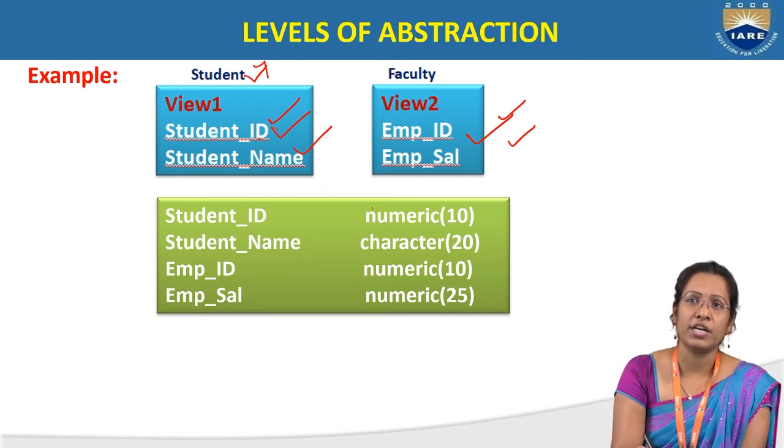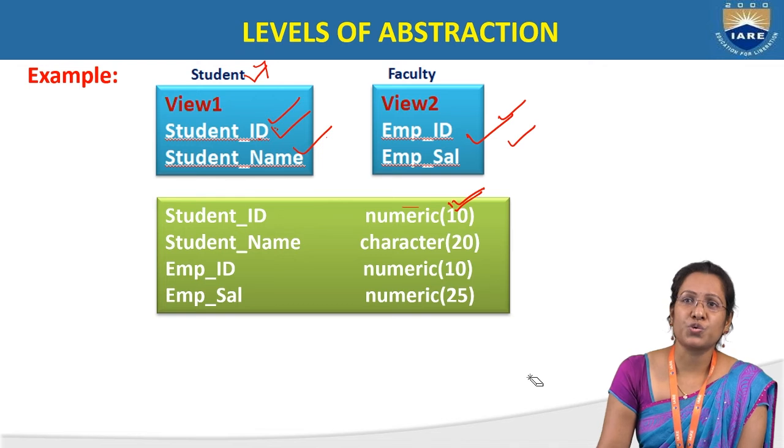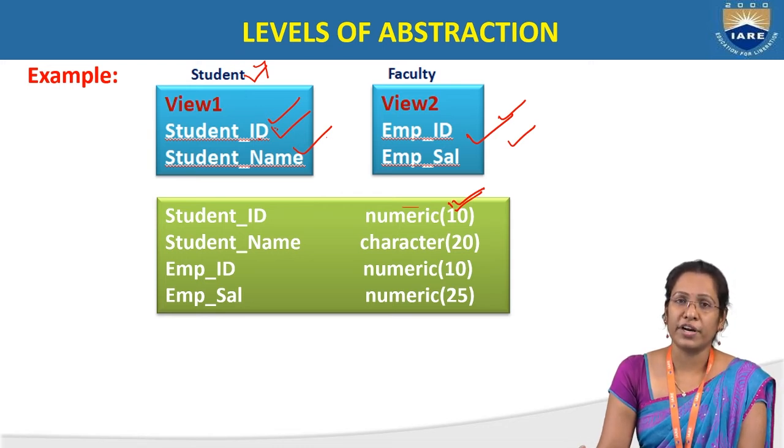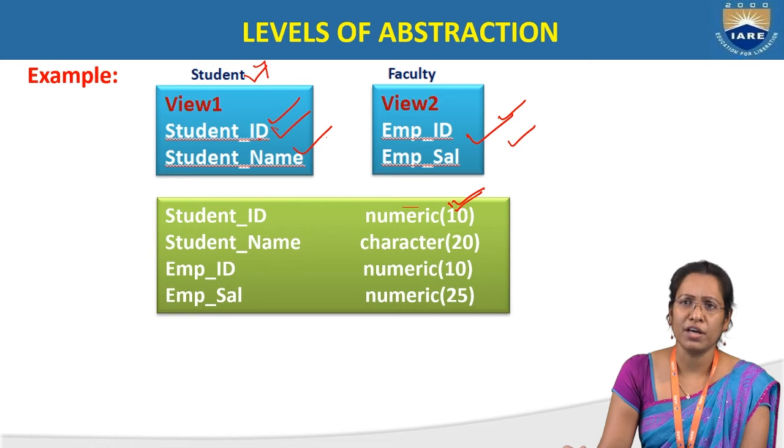Here the student ID should be numeric 10. This is called a data type, which we need to declare while creating the student table. The student name is next, a character type, and employee ID is numeric, and employee salary is again numeric. So the conceptual level holds the data types as well as the entities and the attributes. From this conceptual level only, the view data can be viewed from different points of view.